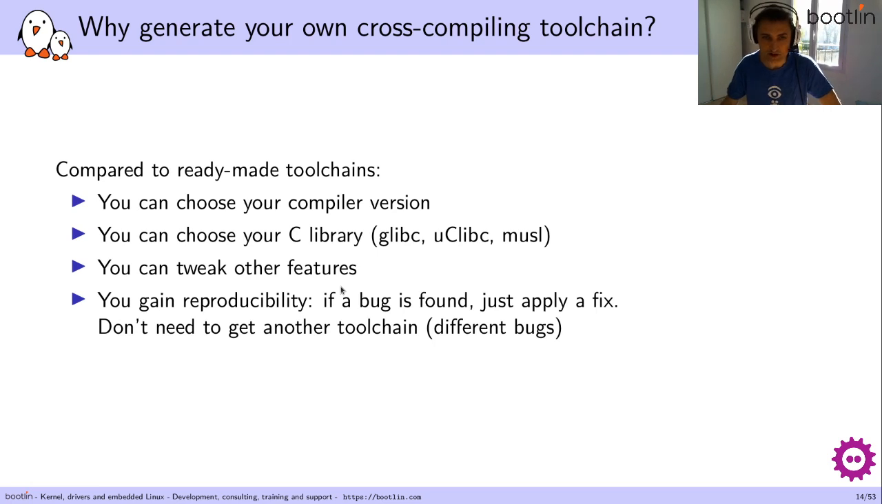So why generate your own cross-compiling toolchain compared to ready-made toolchains that you can find from your distributions or that you can find on the internet? You can choose your exact compiler version. You can choose your C library like glibc, uClibc, or musl. You can tweak all the features that you need to tweak. And what you gain above all is reproducibility. So if a bug is found, just apply a fix and don't change anything else. So here you progress in terms of reproducibility. You don't need to get another toolchain that would get different bugs and that's leading you nowhere, of course.